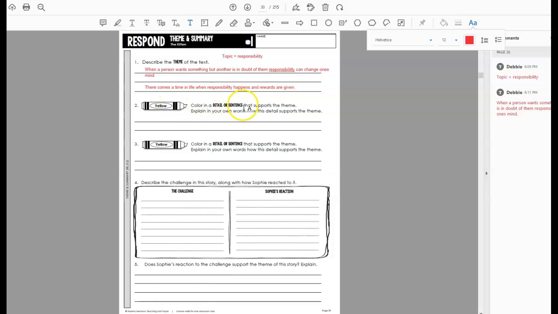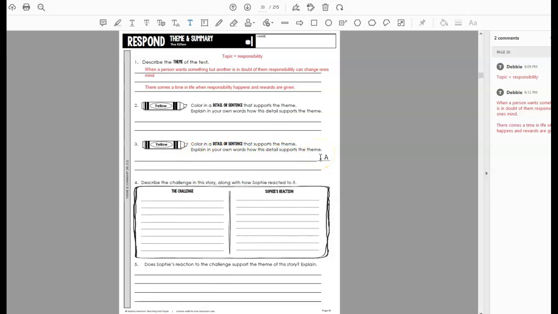Then color in a detail or sentence that supports the theme. Both of these are really themes and they both go with responsibility. You need to go back and find what you think supports this. That's important because that's text evidence. If you don't have text evidence, you do not get counted as a correct answer. What in the text made you think that being responsible can change one's mind? That's because her mom decided to let her keep the cat. Color in a sentence or detail that supports the theme.